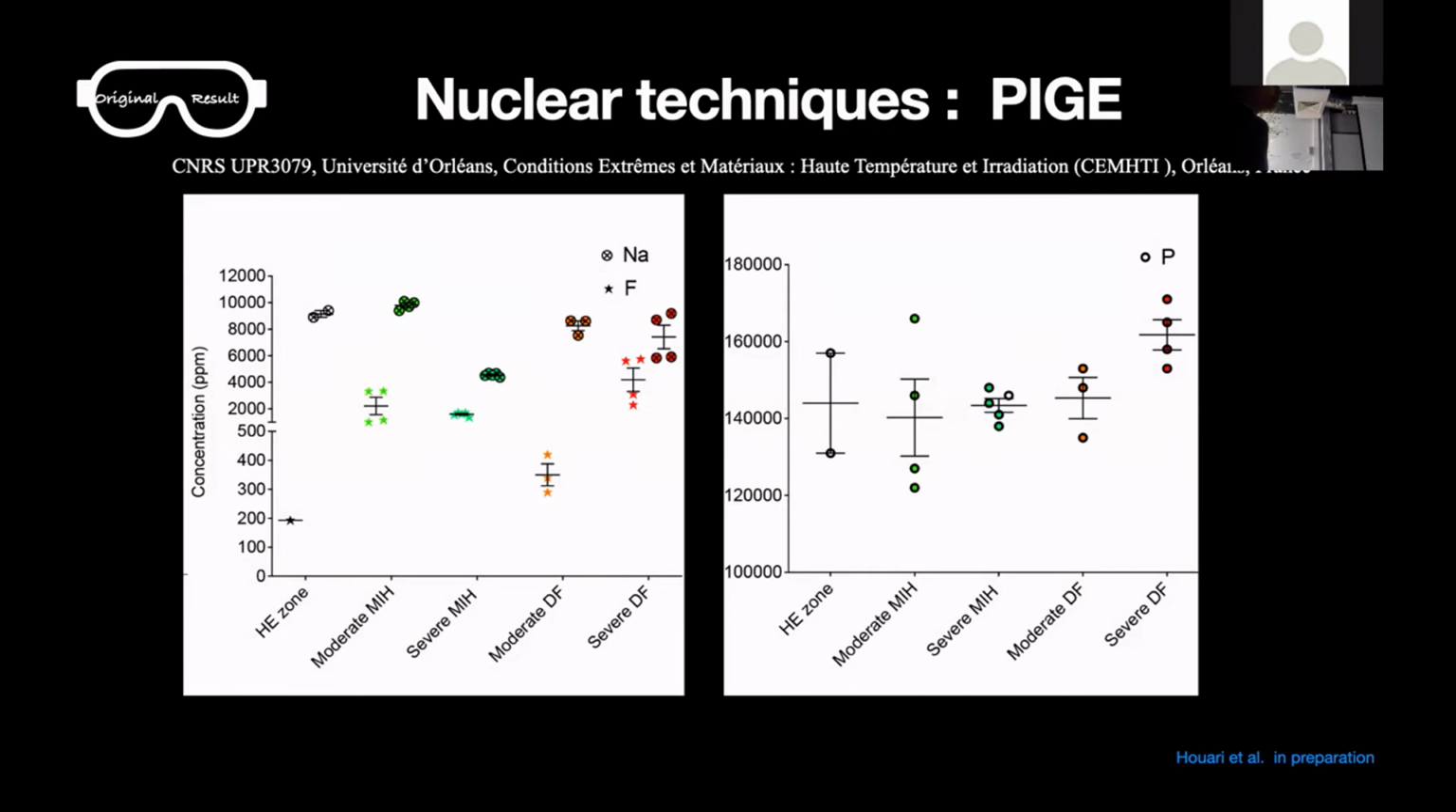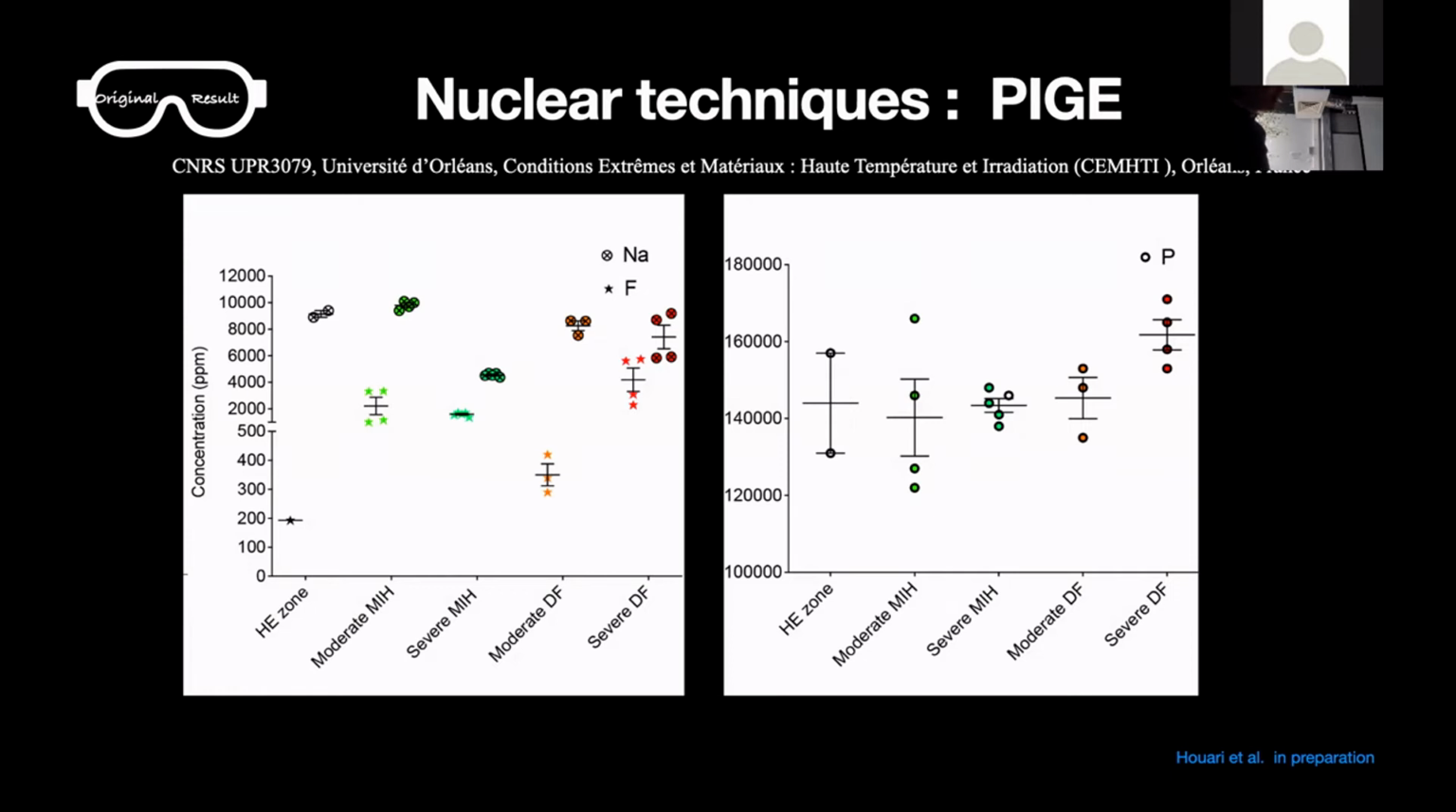And we clearly see a difference in fluoride amount between moderate and severe forms of MIH. But as we attended, we clearly have an augmentation of fluoride amount between moderate and severe forms of dental fluorosis. So we confirm that clearly the severity of dental fluorosis depends on the fluoride amount on the surface.